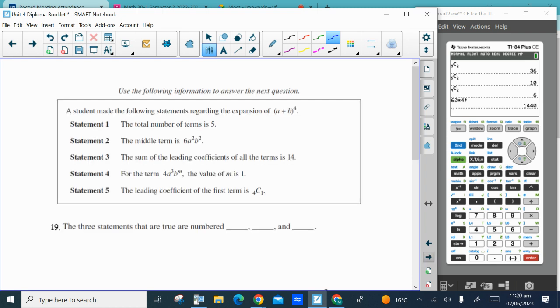A student made the following statements regarding the expansion of (a plus b) to the 4th. So there are 5 statements there, and 3 of them are true. The first statement, the total number of terms is 5. That is true, right? The number of terms is always 1 more than n.